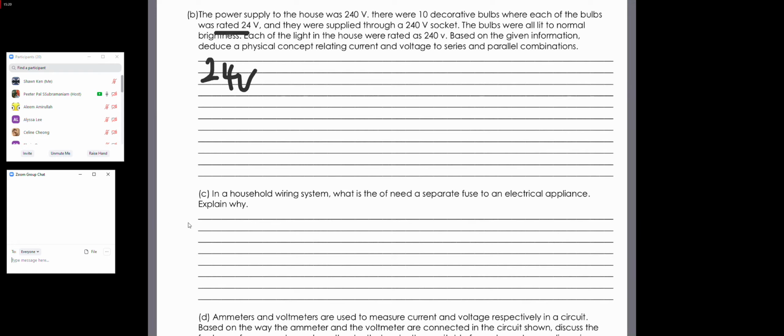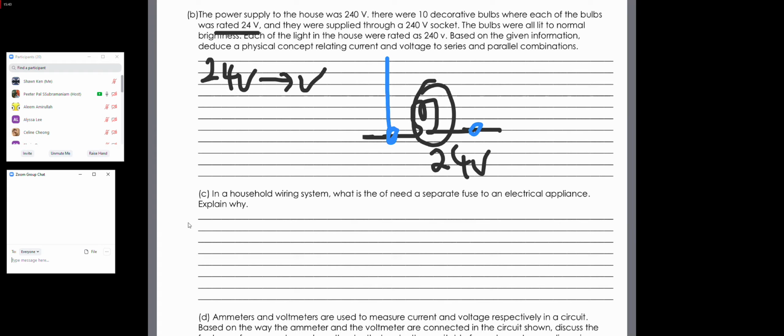And the bulb is labeled 24 volts. So if a bulb is labeled 24 volts and you supply 24 volts, the bulb will be at normal brightness. When your bulb is labeled 24 volts and you give it a voltage of 24 volts, the bulb will emit what we call normal brightness. Okay. Any question?